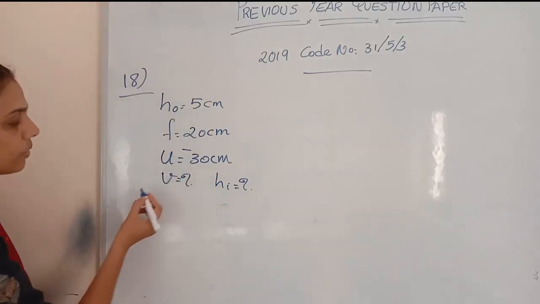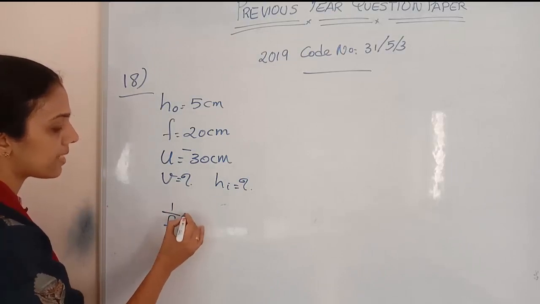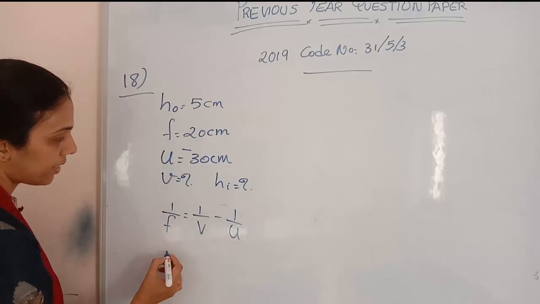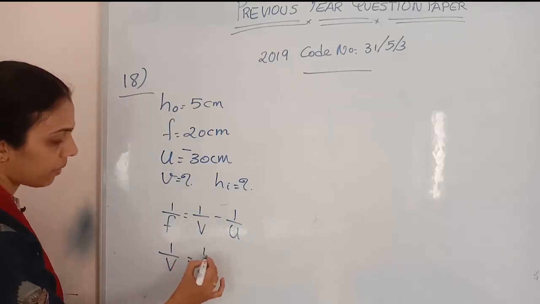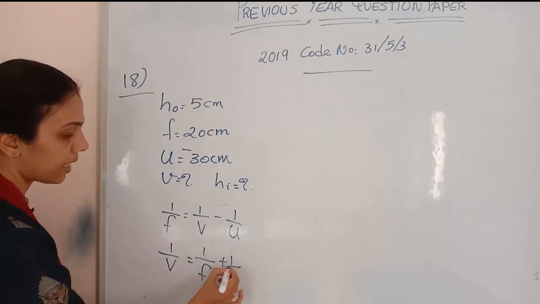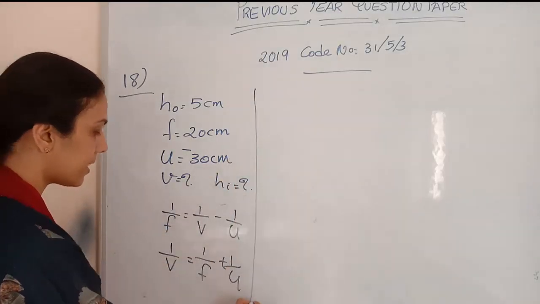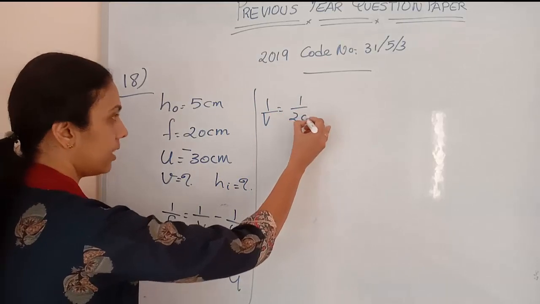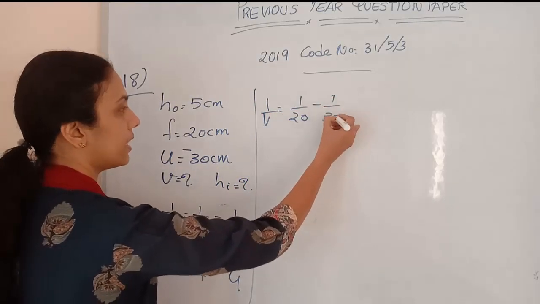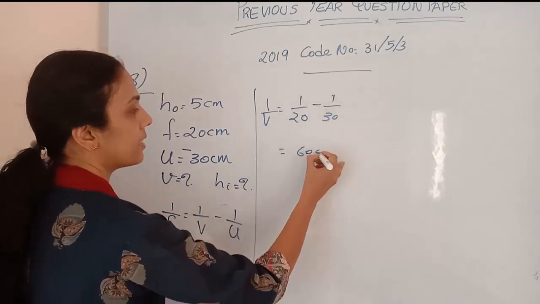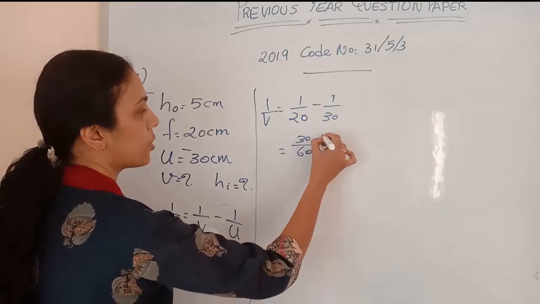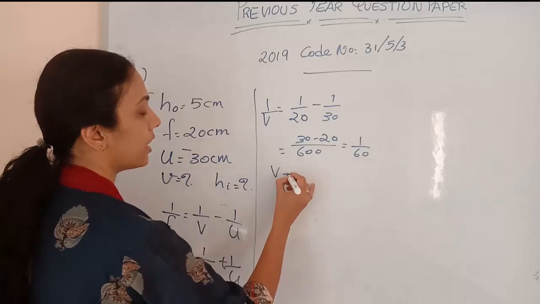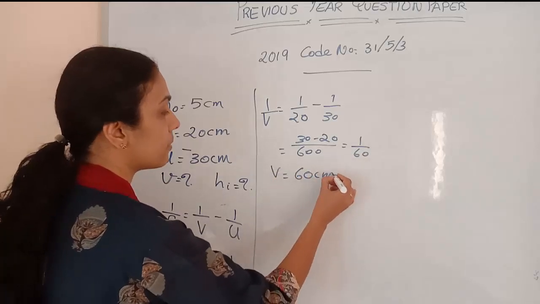Okay, so now here, 1 by f equals, since it is a lens, 1 by v minus 1 by u. So 1 by v equals 1 by f plus 1 by u. Okay, this one: 1 by v equals 1 by 20 minus 1 by 30, that is (30 minus 20) by 600. So we will get it as 1 by 60. So v equals 60 centimeter we got.